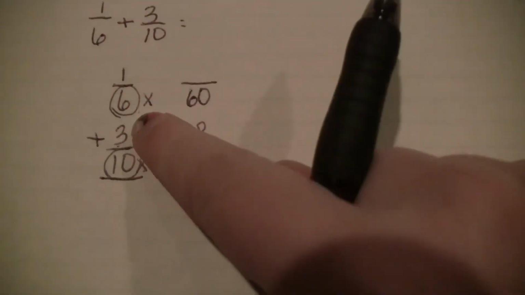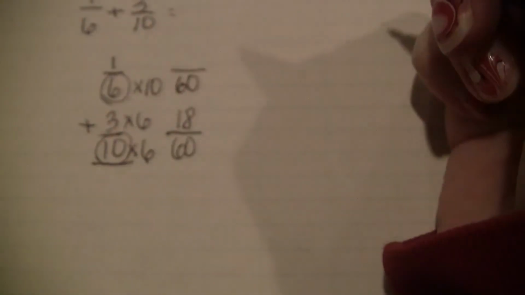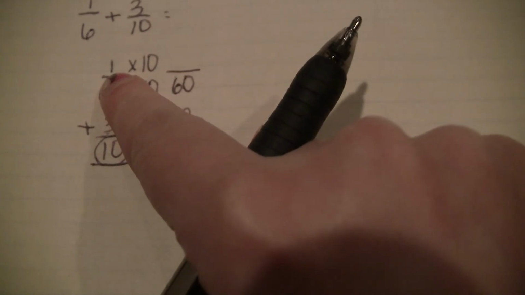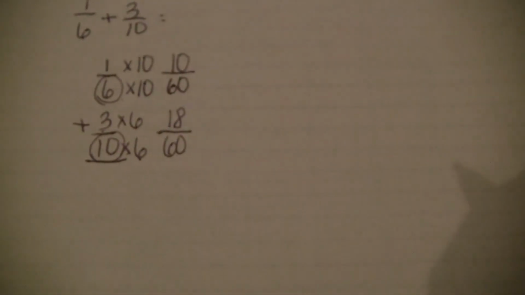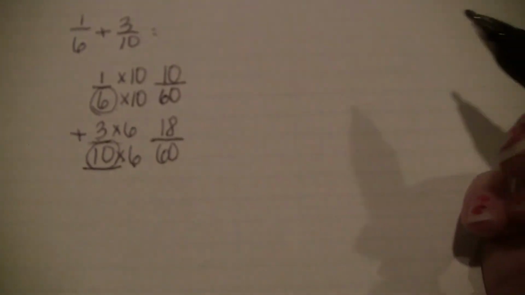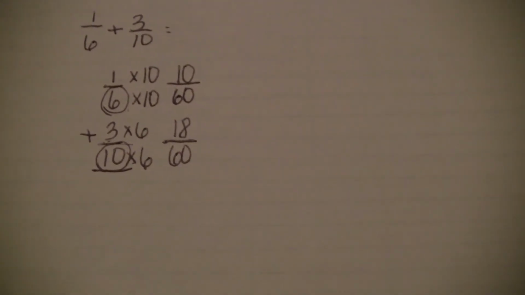I ask myself, 6 times what gave me 60? That was 10. Since I multiplied 10 to the denominator, I need to multiply 10 to the numerator. Again, I multiply straight across. 1 times 10 equals 10. It helps if your lines are directly across from each other, your fraction lines, fraction bars.